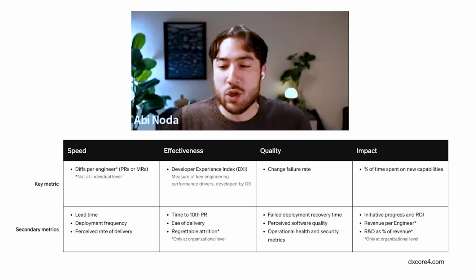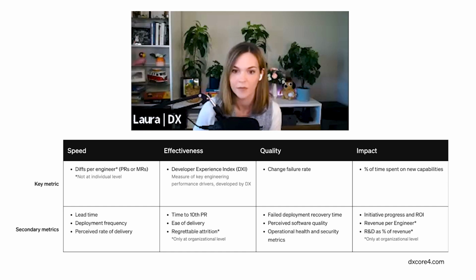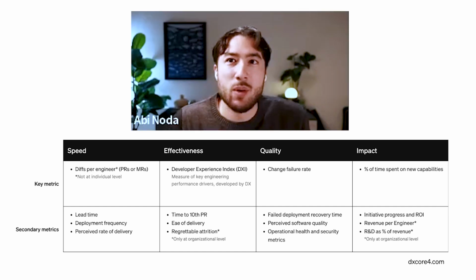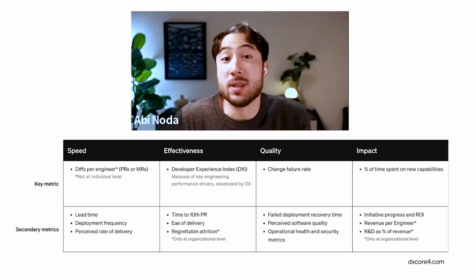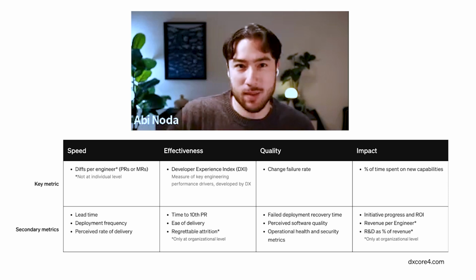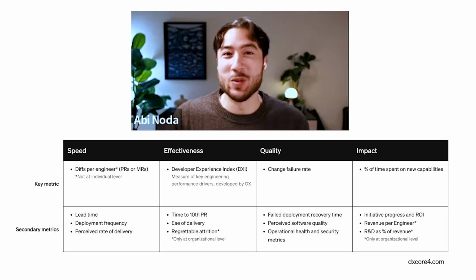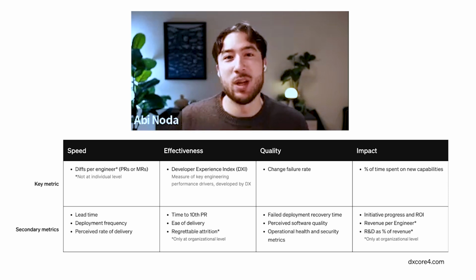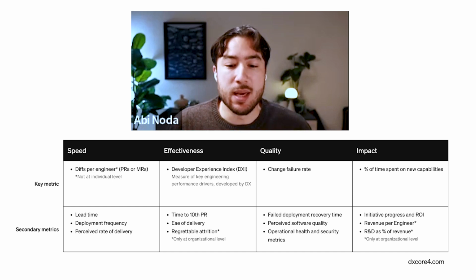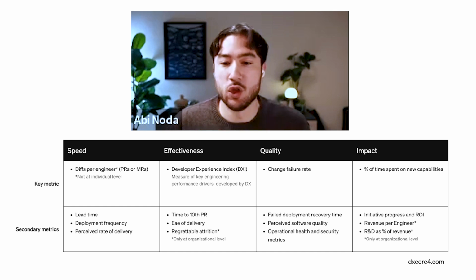I'm seeing really great questions in the chat that I think will guide a little bit of where we take this discussion. I think one question we get is, how did we actually arrive at the specific metrics? And even more so, why are certain metrics like diffs per engineer the key metric instead of the secondary metric? And we don't have time today to explain the rationale for every single metric here, but I think there's a couple key points that are worth sharing.